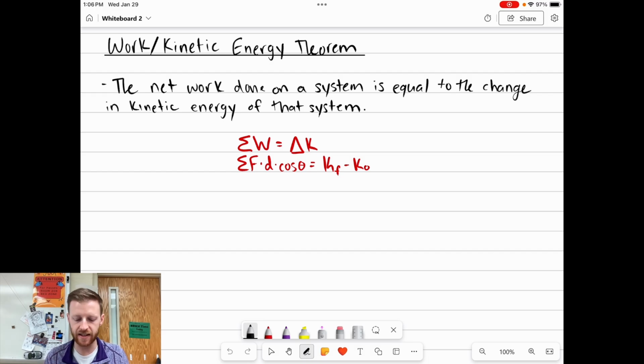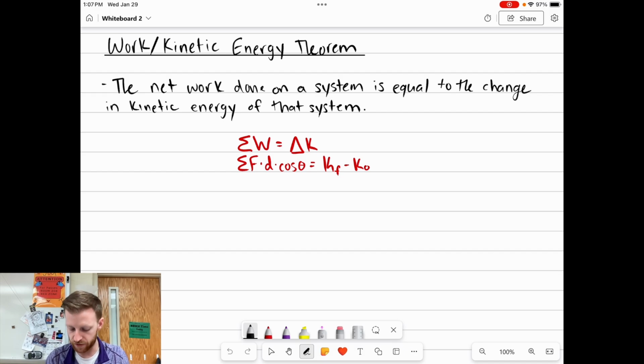And it's this idea that if I do net work on a system, it's going to start to accelerate and speed up, which we know net work requires a net force, which thinking back to Newton's second law would tell us that we have an acceleration. So net work means that I'm going to accelerate and start speeding up, increasing my kinetic energy. Specifically, the work kinetic energy theorem says this: the net work done on a system is equal to the change in kinetic energy of that system.